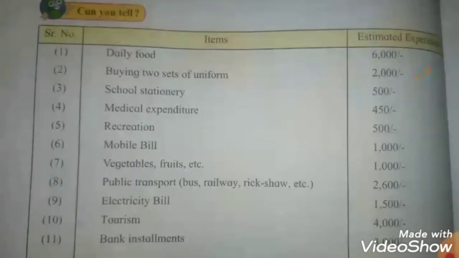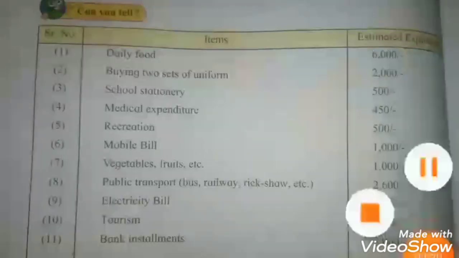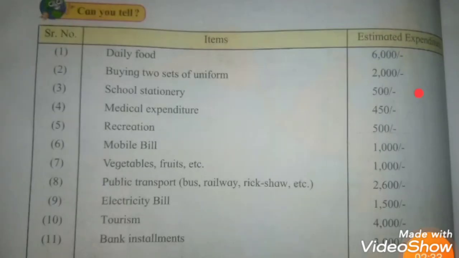All this is required. School stationery is important, and for that the expenditure is 500 rupees. Next is medical expenditure. Medical is also very important because you don't know when a family member may be ill. So for that purpose we can spend 450 rupees. Number five, recreation. For any kind of recreation we record 500 rupees.